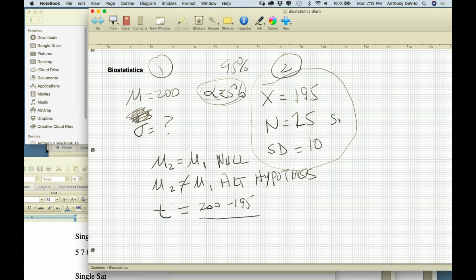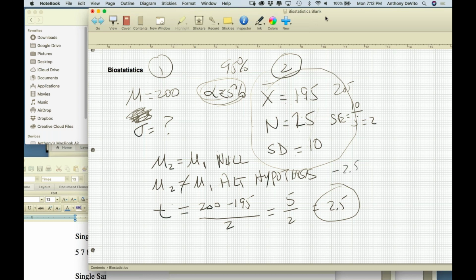What's our calculation for the standard error? We're using the sample standard deviation because we don't know sigma: 10 over the square root of the sample size, which is 5, is equal to 2. So how many standard errors apart? Our t-score is 5 over 2, which is 2.5. We didn't know in the beginning whether this was going to be 5 above. It could have been 205, in which case our t-score would have been negative 2.5.